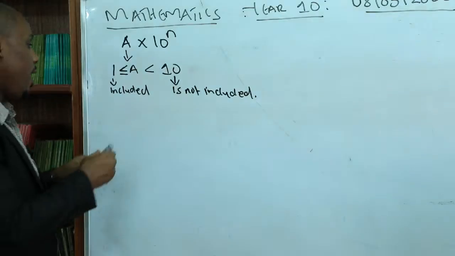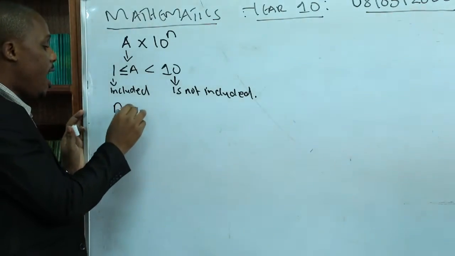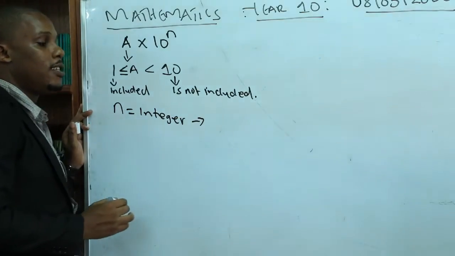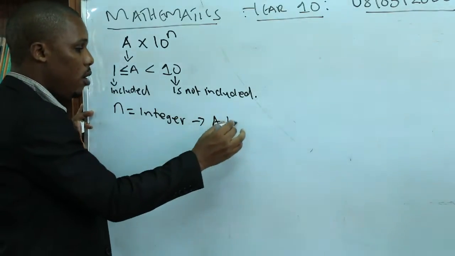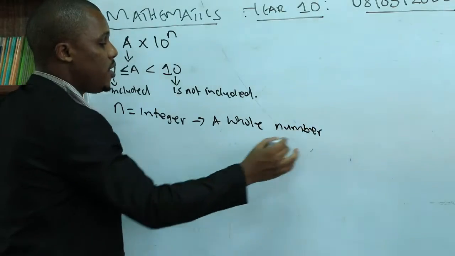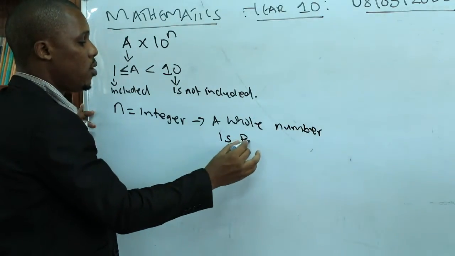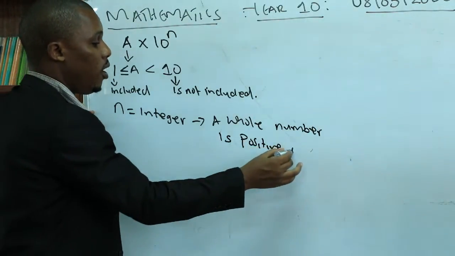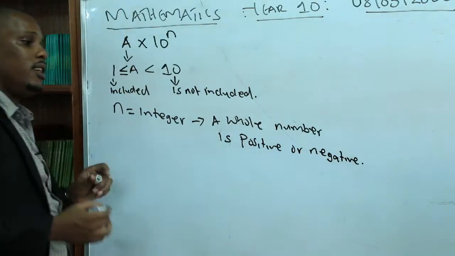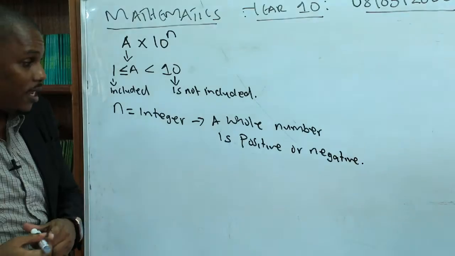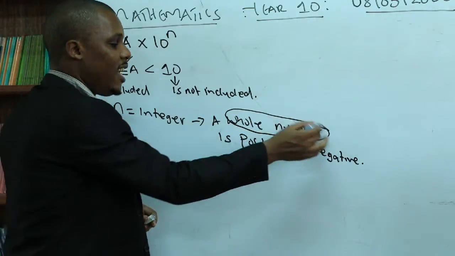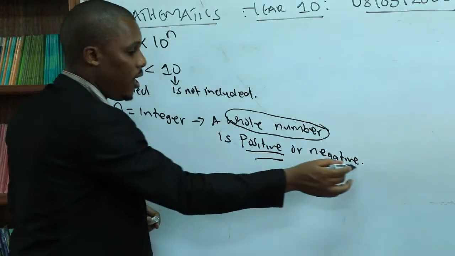Then again, we are talking about n. N should be a what? N should be an integer. So what is an integer from our previous topic? We have known that an integer is a whole number which is positive or negative. So meaning the n can take the position of an integer there. N is an integer. So first of all, you cannot have a decimal number there. It must be a whole number. Then that n can either be positive or negative.